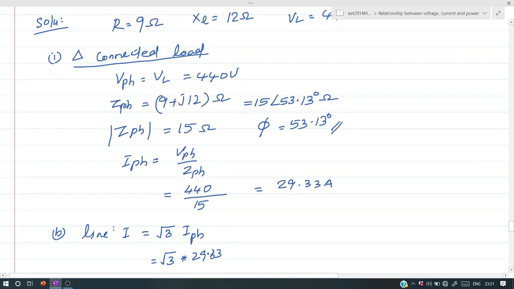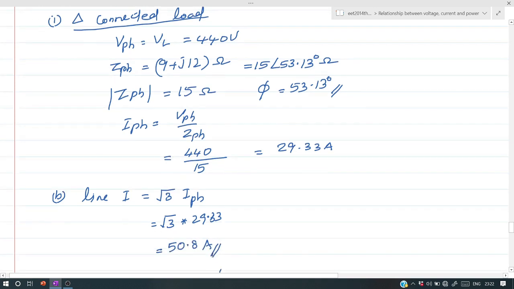Next, we need to find out line current. In the case of delta connected system, the relationship between line current and phase current is like this. That is, line current IL is equal to root 3 I phase. I phase is already obtained as 29.33 ampere. Substituting, we can obtain line current as root 3 into 29.33. After solving, we can obtain line current as 50.8 ampere.